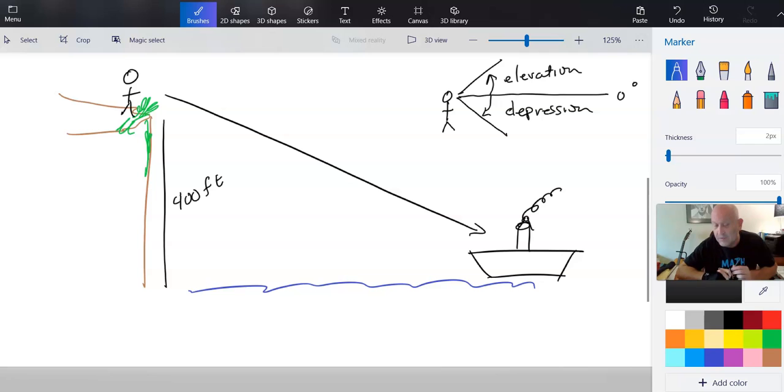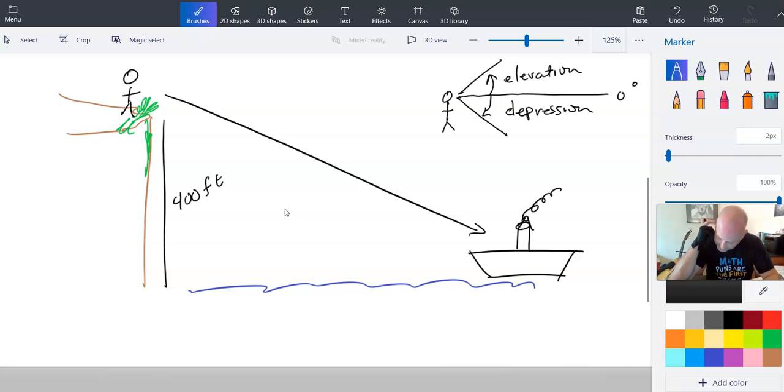Oh my goodness. Okay, hold on a second. My cat is going crazy again. Okay, so let's go ahead and summarize this again now that I've taken care of my cat.